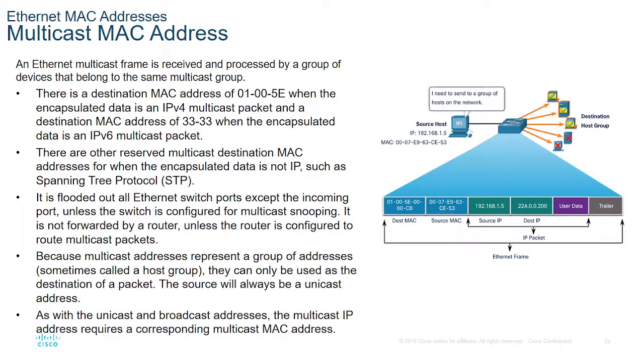There are other reserved multicast destination MAC addresses for the encapsulated data when it's not IP, such as spanning tree. It is normally flooded out on all the ports of the Ethernet except the incoming port, unless the switch has been configured for multicast snooping. Simply because multicast addresses represent a group of addresses, they can only be used as a destination of a packet. A source will always be a unicast address. As with the unicast and broadcast addresses, multicast IPs require corresponding multicast MAC addresses. So I'll try to see if we can find a multicast, either IP version 4 or IP version 6.